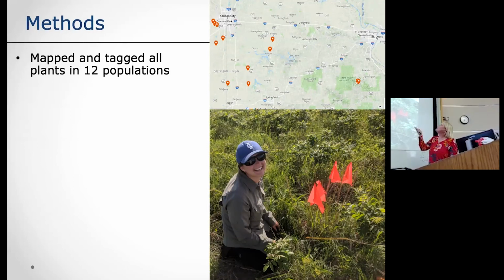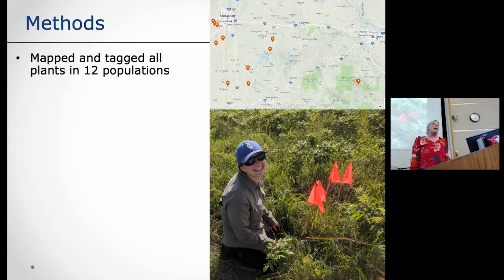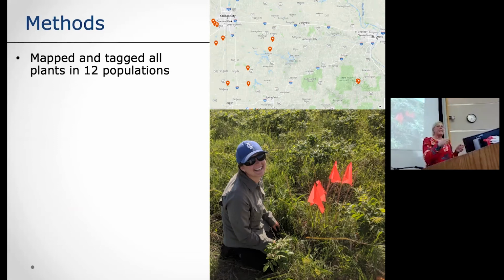Over here is Kansas City, and over here is St. Louis. And each one of these little sites on the map in red are our study sites. So we essentially drove all over Kansas and Missouri for this project. Essentially what we did is we tried to find every single stem in a population, and we mapped it and we tagged it.